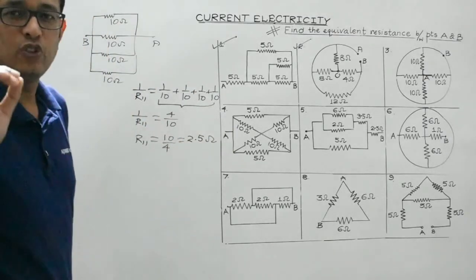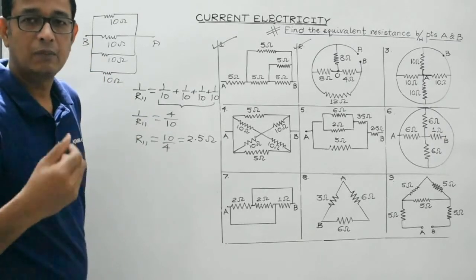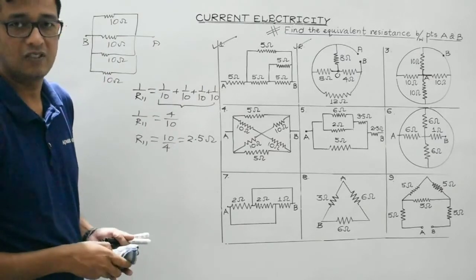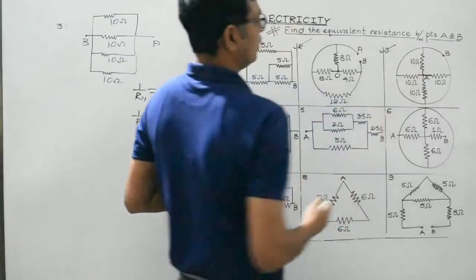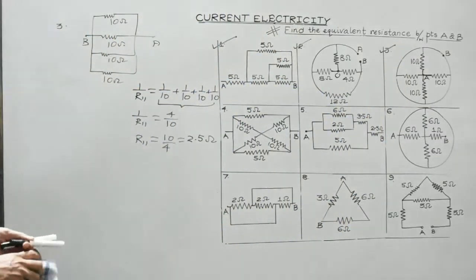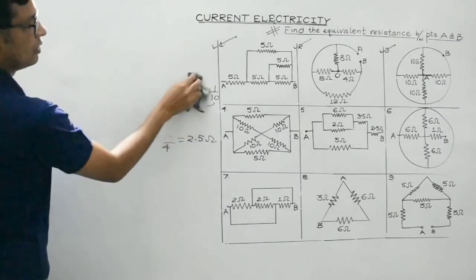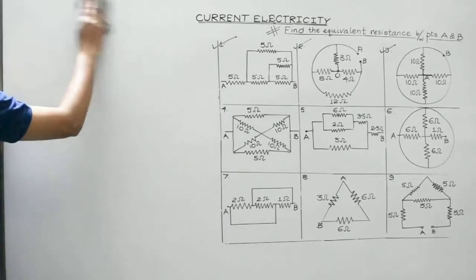So students, simply you need to do enough practice of such questions. You yourself will become confident and it will be too easy for you to solve such questions. Right? So, the third question's equivalent resistance is also 2.5 ohm. Now let's concentrate on the fourth question.